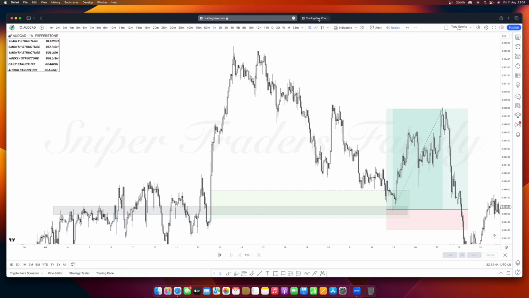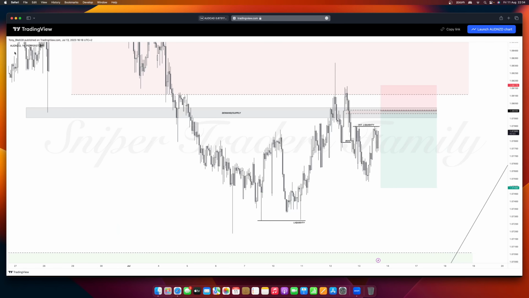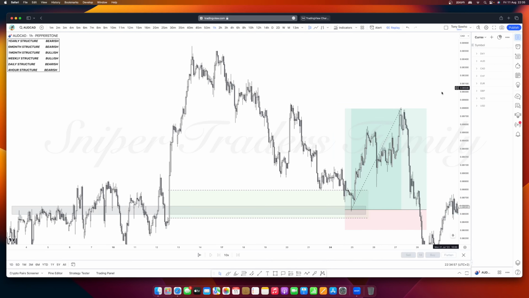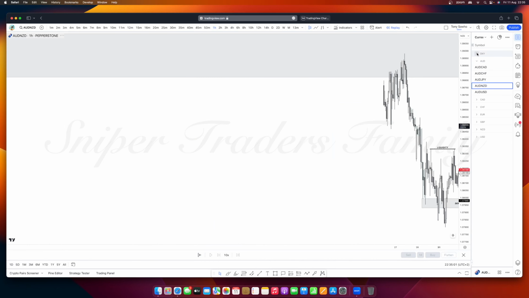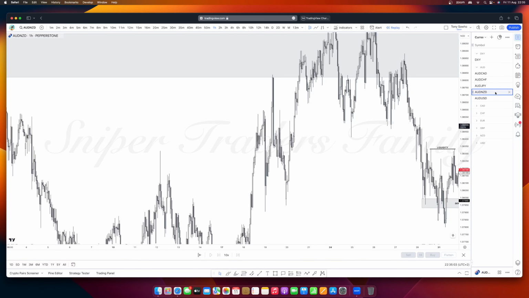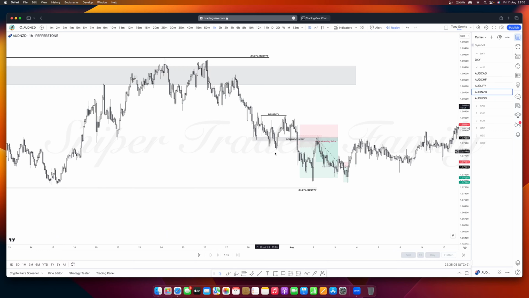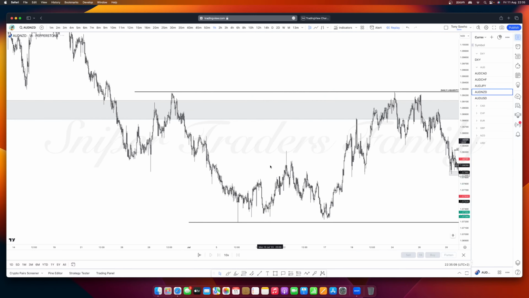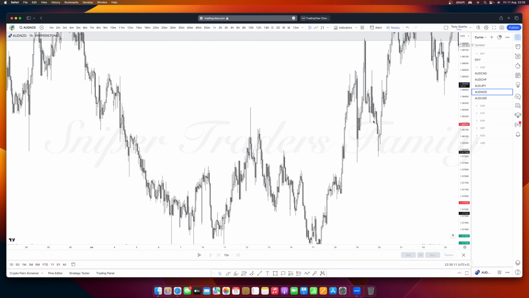So the last one we're going to be looking at is AUD NZD on a 1 hour time frame. AUD NZD on a 1 hour time frame. Come to AUD NZD, and then we go to the 1 hour time frame. Okay, we're on the 1 hour time frame already. And yeah, it's in this area here.